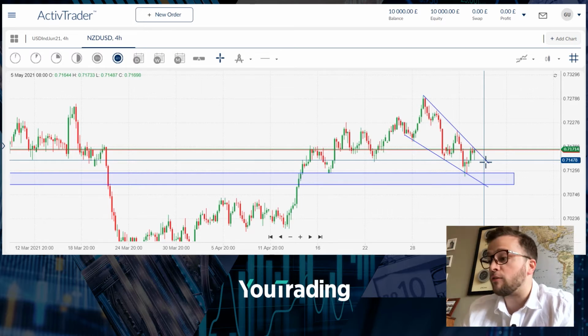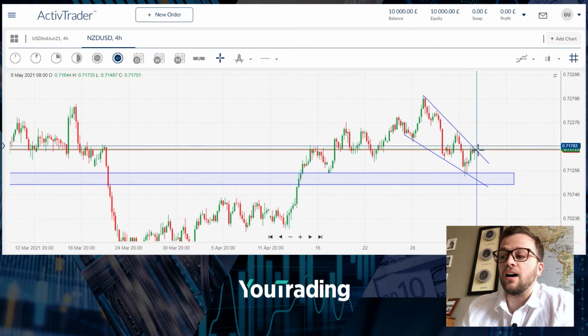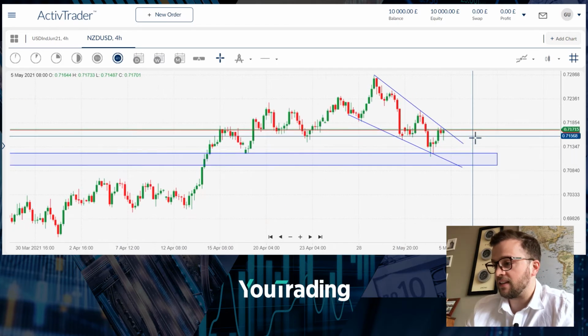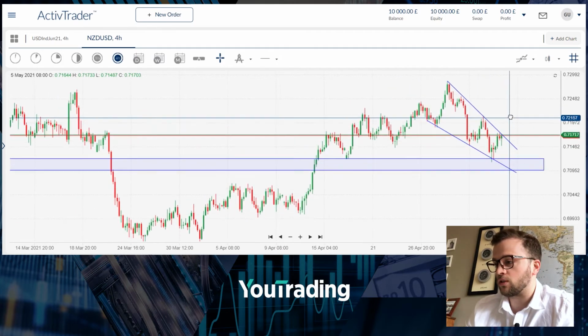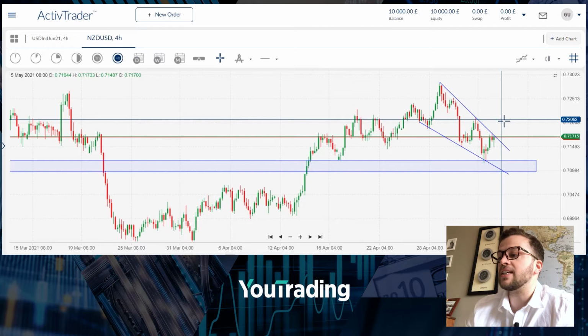But speaking of New Zealand factors, one of the reasons why we are testing the upper bounds of this short-term trend channel is we had New Zealand employment data overnight for Q1, and it was better than expected. And that feeds into the narrative that has been supporting the Kiwi, maybe not against the US dollar, but at least against some of its other G10 peers.